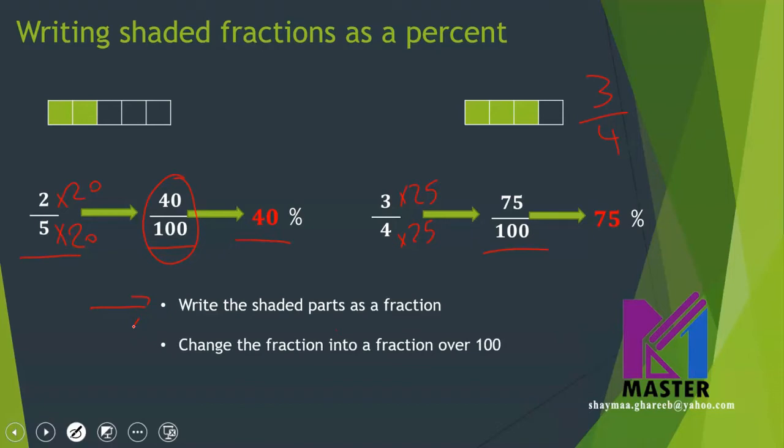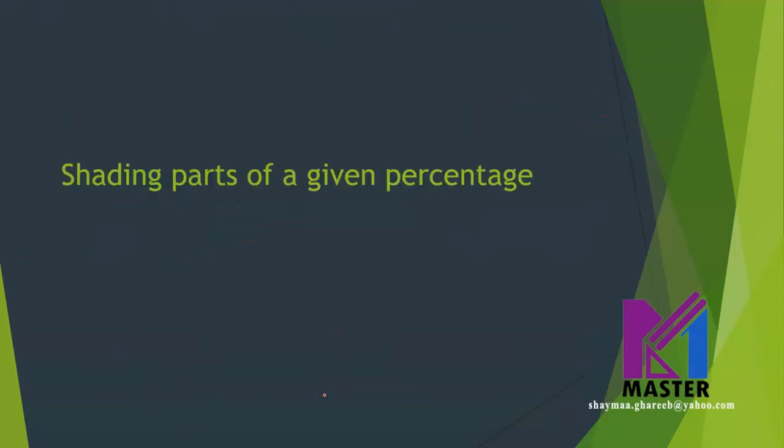Then we change the fraction into a fraction over 100. Then we write the percent. So any shaded parts, if I want to write it as a percent, first write the shaded parts as a fraction, change the fraction into a fraction over 100, then write the percent. Is this clear? Now let's see the opposite.